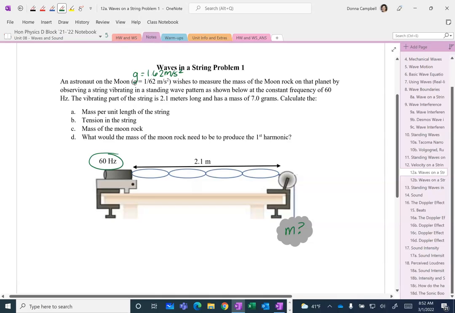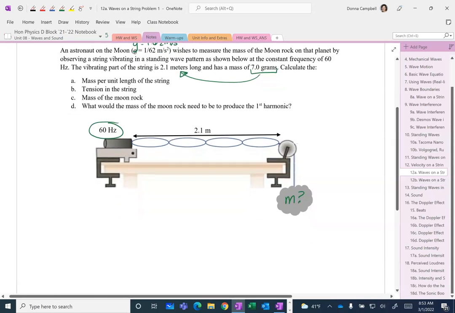The vibrating part of the string is 2.1 meters long and has a mass of 7 grams. That's saying there's 7 grams for that whole 2.1 meters. It's not taking into account any other part of the string, like this part. It's not in that mass. Calculate, number 1, or A, the mass per unit length.